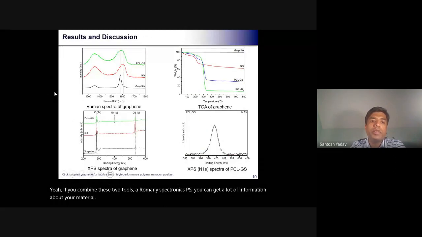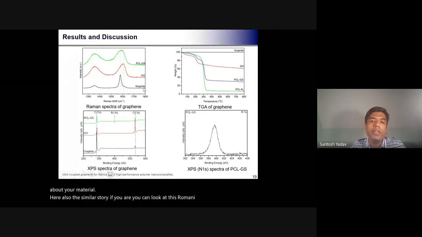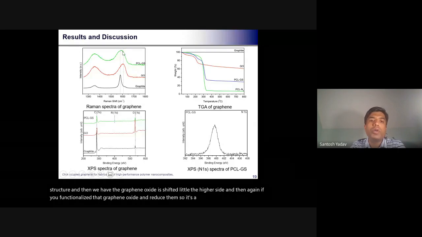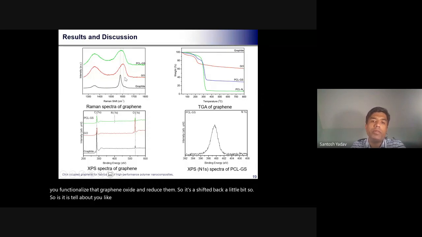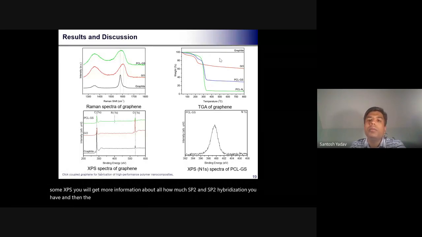Here also is a similar story. If you look at this Raman spectra, we have a graphitic structure, and when we have the graphene oxide it is shifted a little to the higher side, and then if you functionalize that graphene oxide and reduce it, it shifts back a little bit. So it tells you what kind of material you are dealing with. And further, if you do some XPS, you will get more information about how much sp2 and sp3 hybridization you have.